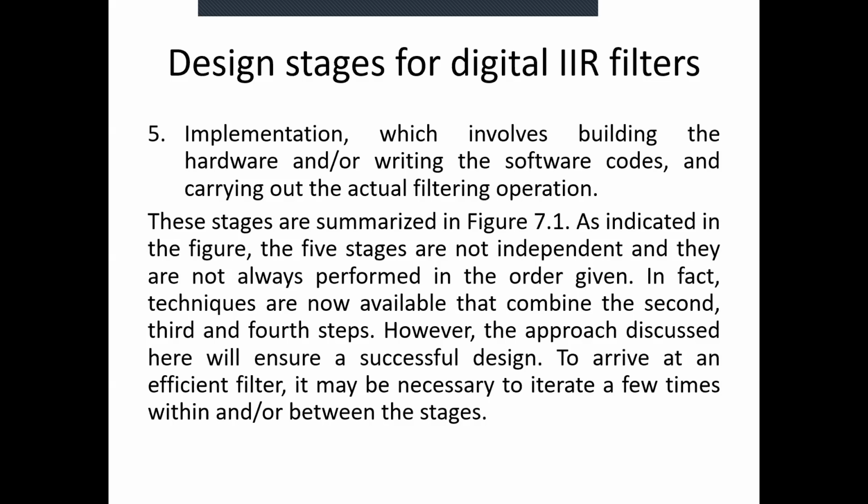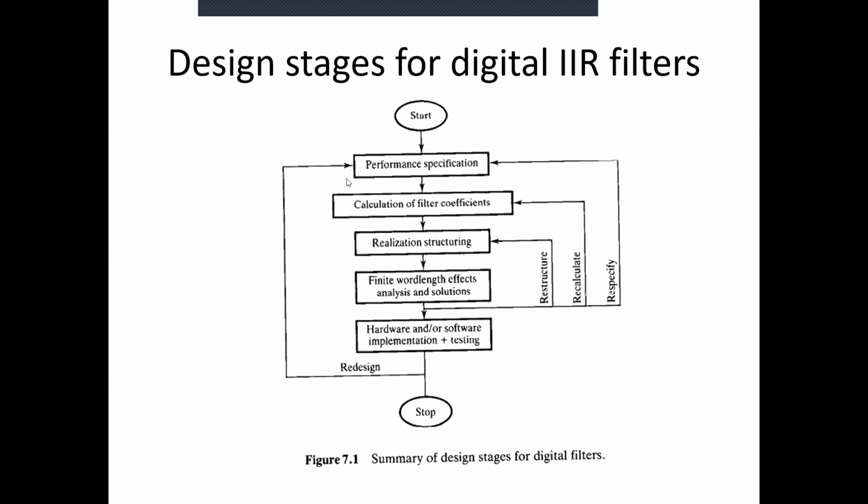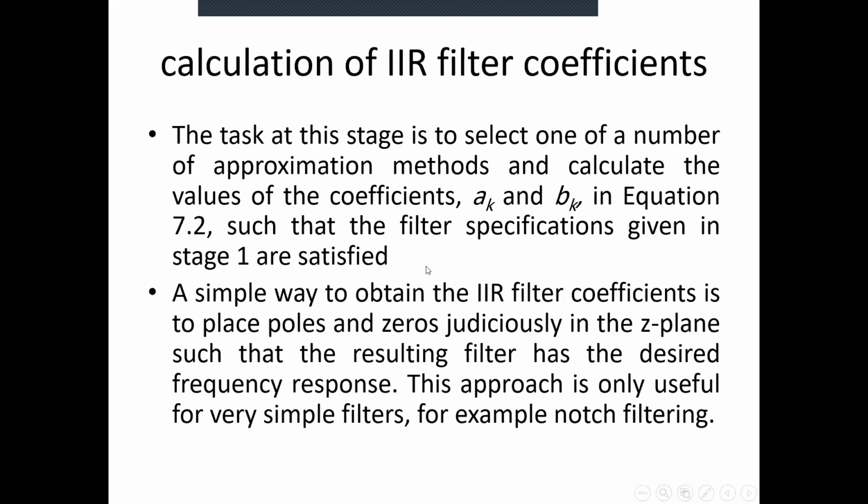These stages are summarized in figure 7.1. Figure 7.1 really represents the flowchart of the filter design: performance specification, calculation of the filter coefficient, realization, finite word length effect, which is step number 4. I mean, talking about the quantization of the filter coefficients. And finally, we have hardware and or software implementation plus testing, and these will be the steps for designing an IIR filter. Now we have calculation of IIR filter coefficients.